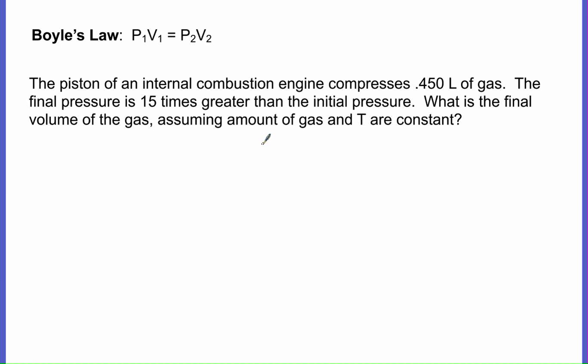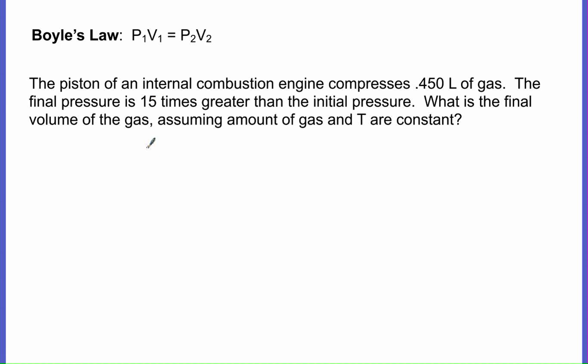Next example, I'll do it real quick with you. If you wanted to pause right now, you could try it yourself and see if you can figure out how to do it. But this piston in an internal combustion engine compresses 0.450 liters of gas, and the final pressure is 15 times greater than the initial pressure. What is the final volume of the gas, assuming the amount of gas and temperature are constant?